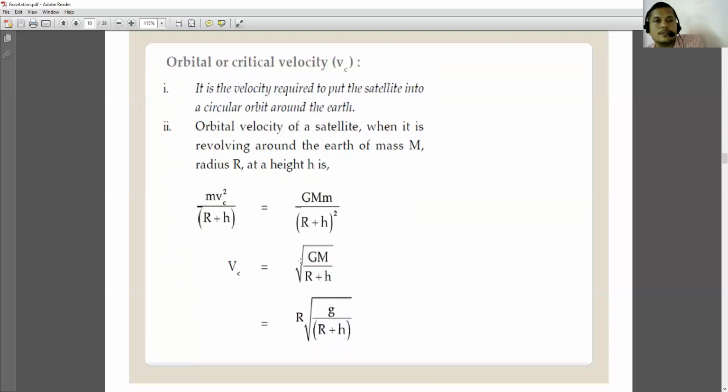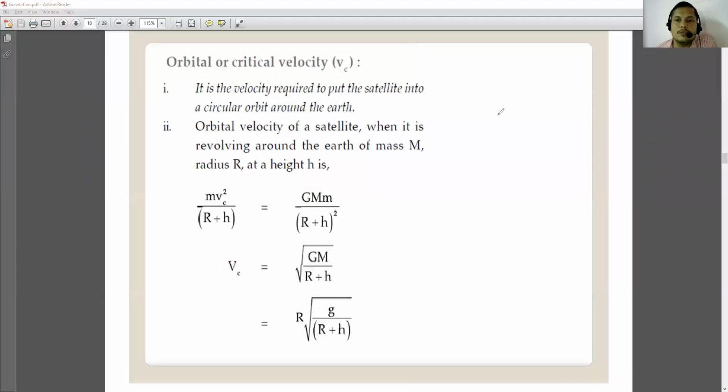The next slide gives us what is meant by critical velocity. It is the velocity required to put the satellite into a circular orbit around the Earth. Means when we are considering the position of a satellite to set the satellite above the Earth, in that case we have to consider this term critical velocity. So it is the velocity required to put the satellite into a circular orbit around the Earth.